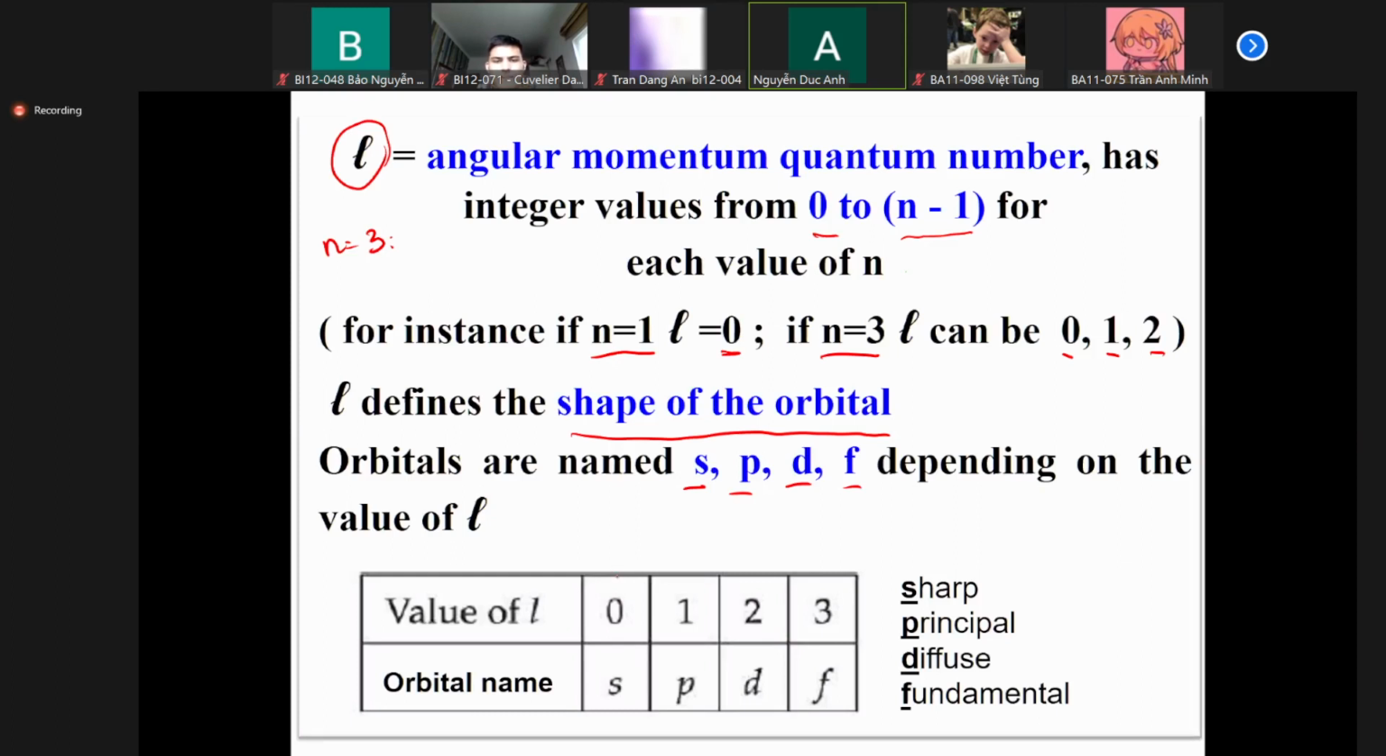If the value of L is 0, you will have a set of orbitals s. If L is 1, you will have a set of orbitals p. L is 2, you have orbitals d, and L is 3, you have orbitals f. Now actually we stop at the orbital f. There are more than 100 elements in the periodic table, and they stop at the orbital f.